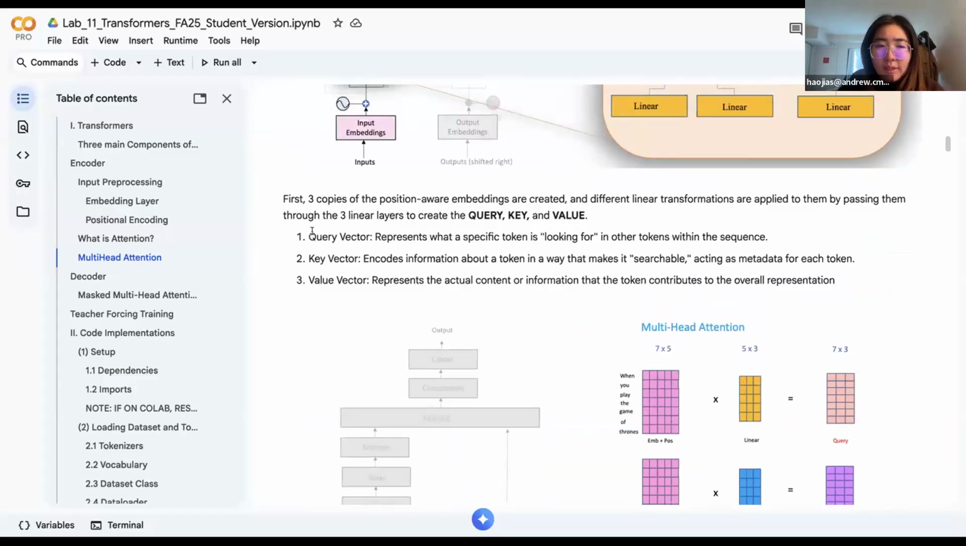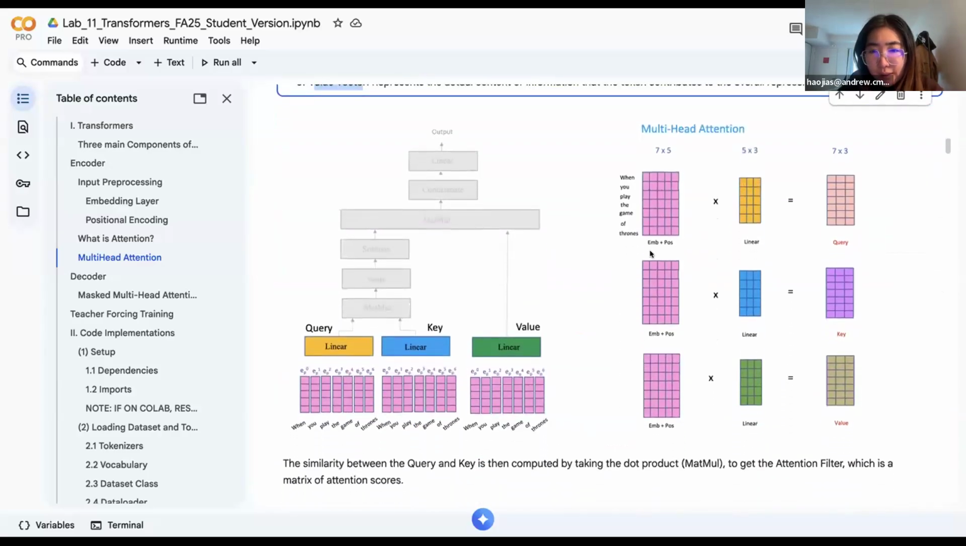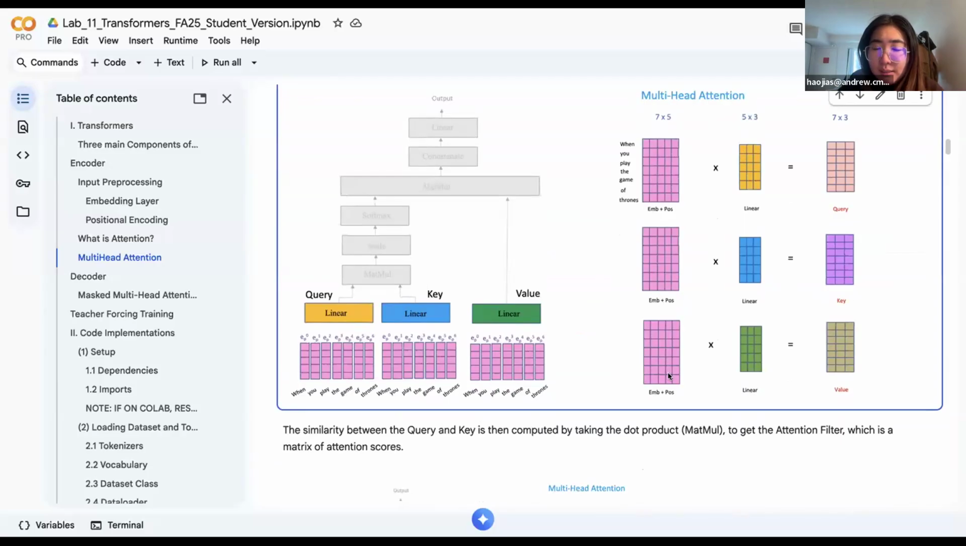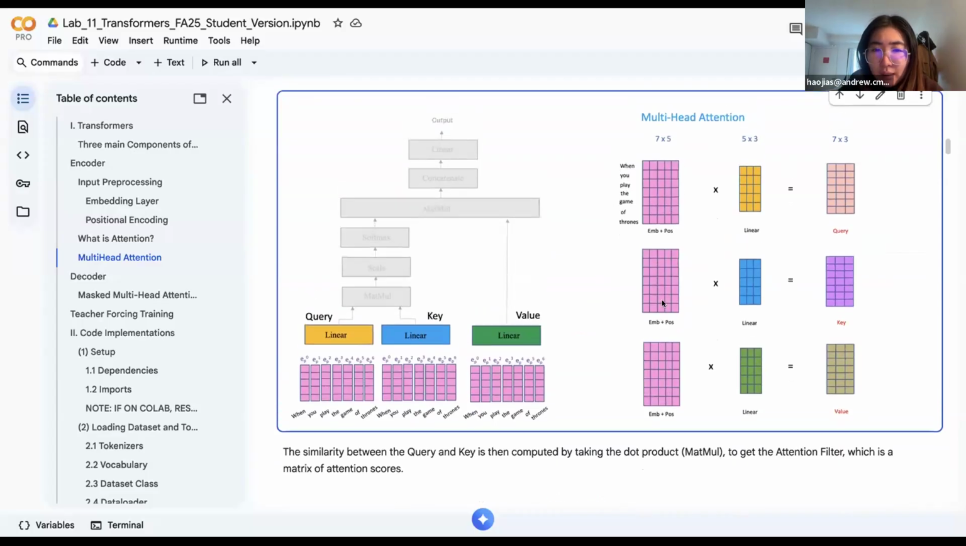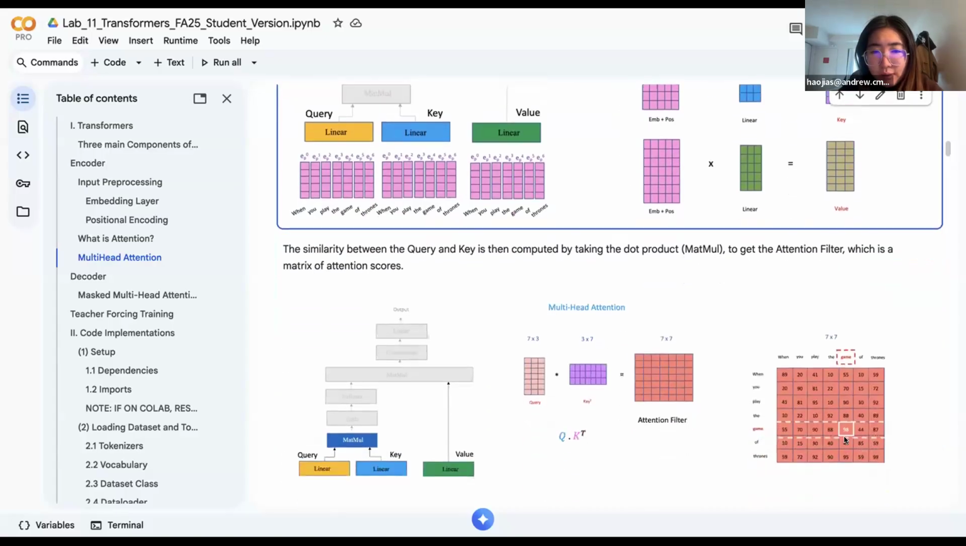As I just said, we have the query vector, the key vector, and the value vector. That is the QKV. First, the input embeddings consist of two parts. One is the text embedding, one is the positional embedding, and then we add them together. Then we multiply by a weight matrix and get the query, key, and value matrices.